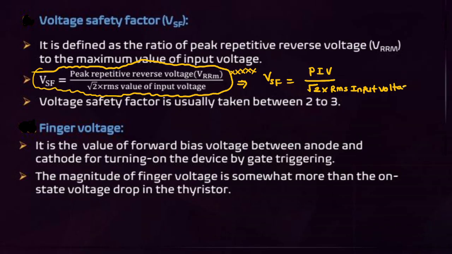And what is the range of voltage safety factor? The range of voltage safety factor is 2 to 3. Then what is the finger voltage? I already explained about the finger voltage. Even though gate supply is connected, to turn on the SCR, a minimum forward voltage is required. That minimum forward voltage is nothing but the finger voltage.